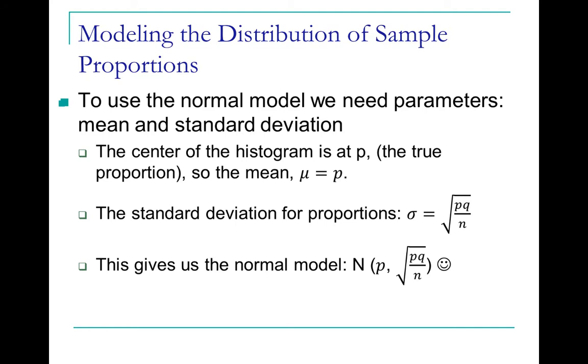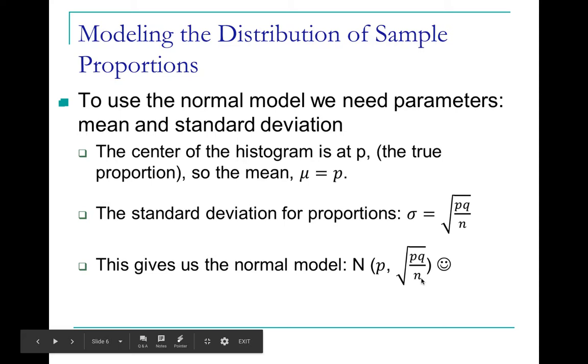So our parameters for any normal model are the mean and standard deviation. So the center of the histogram is at P. It's a true proportion. So the mean mu is equal to P. And the standard deviation for proportions would then be the square root of PQ over N. So this gives us a normal model of P, comma, square root of PQ over N, where we have our mean and our standard deviation.